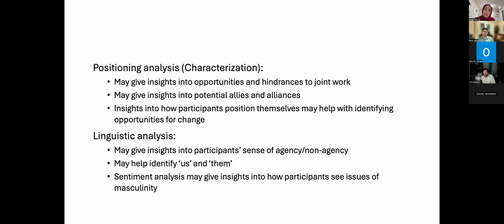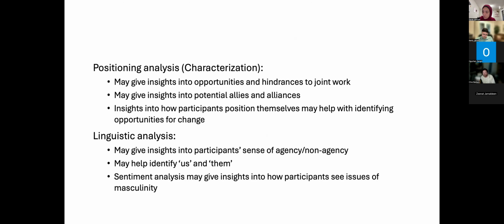But we might also think about incorporating some things like positioning analysis of how people talk about how they position themselves and how they position others, because that might give us insights into what opportunities and hindrances there are for further work, joint work, for building alliances. Yeah, identifying opportunities for change if change is needed. So understanding how individuals and across the research population people are positioned and do positioning work might open up those possibilities for further work.